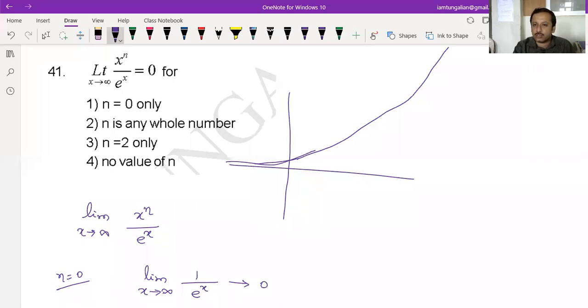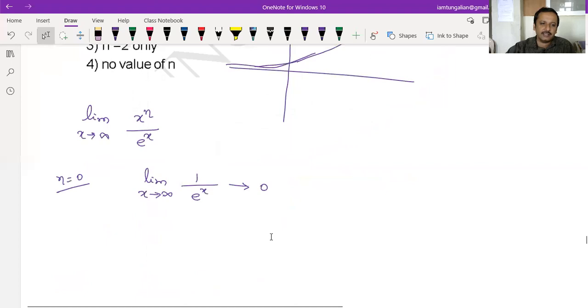n is equal to 0, it is true, but they have given n is equal to 0 only. So unless we know what happens at the other values, we cannot tell anything. So at n equal to 0, clearly this limit is 0. Suppose if n is equal to 1, then what happens? Limit x tends to infinity, x divided by x power 1, that is x, by e power x.